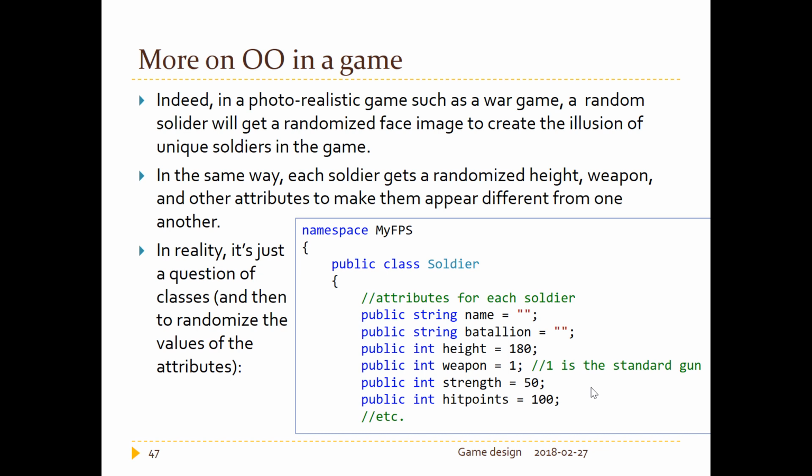And if you have a photorealistic game such as a war game, and there are many of these kinds of games, and if you create a random soldier, this soldier will have a randomized face, so there are many faces available for the game to choose from, and that creates an illusion of unique soldiers in the game. In the same way, each soldier gets a randomized height, perhaps weapon, perhaps strength, hit points, and so on, things like this. And you can do the same thing in your game, so you can randomize everything if you wish.